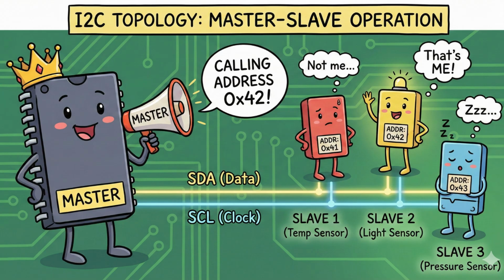We use addressing. The master screams out an address, say 0x42. Only the device with that specific ID, the light sensor in this case, responds. The others simply ignore it. This allows us to daisy chain many sensors on just those two wires.